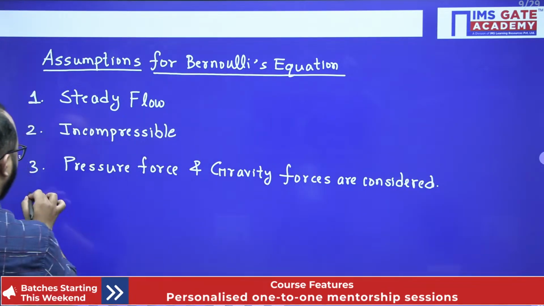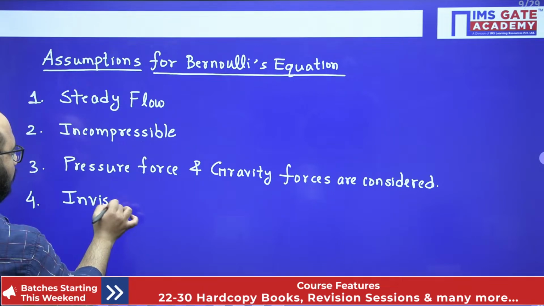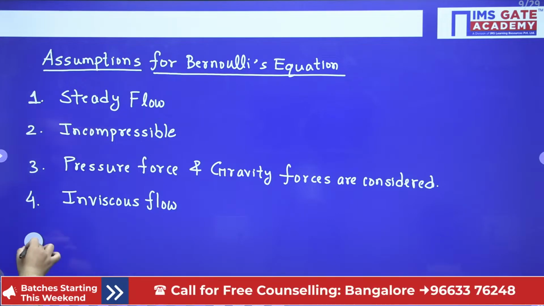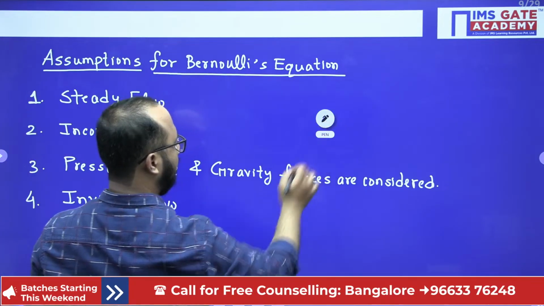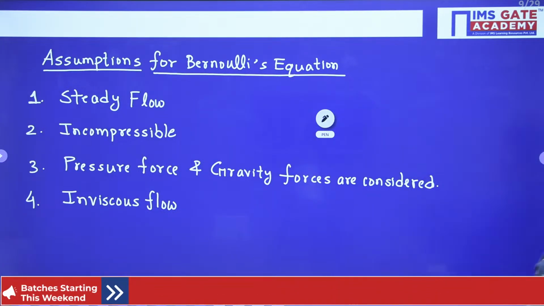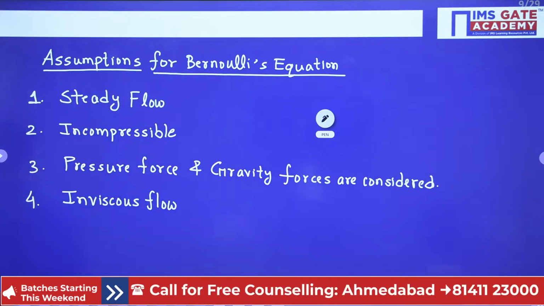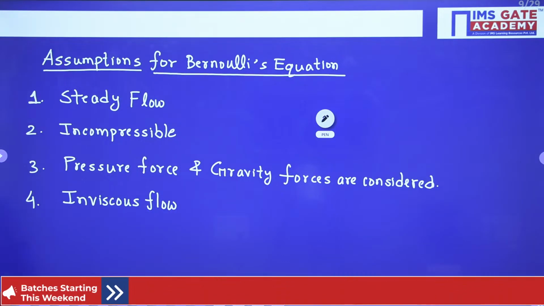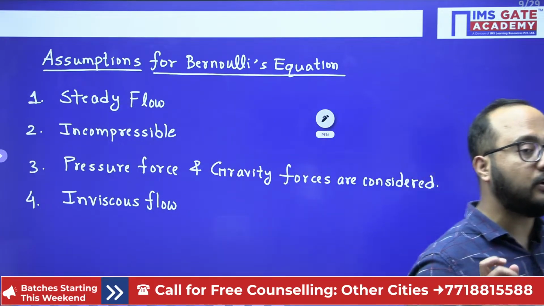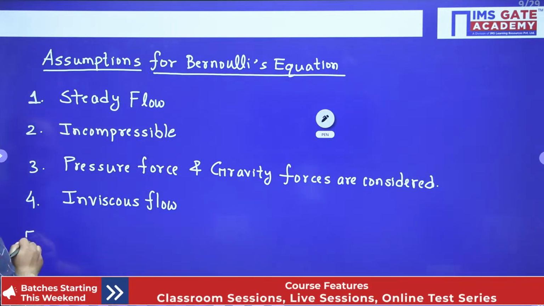Fourth, inviscid flow, we have taken, right? Correct? Yes or no? Please tell me fast. Steady flow, incompressible, pressure force and gravity force we have assumed, and then we have taken inviscid flow. And the second important thing here is that we have taken the fluid element along the streamline. So you should also mention that point.